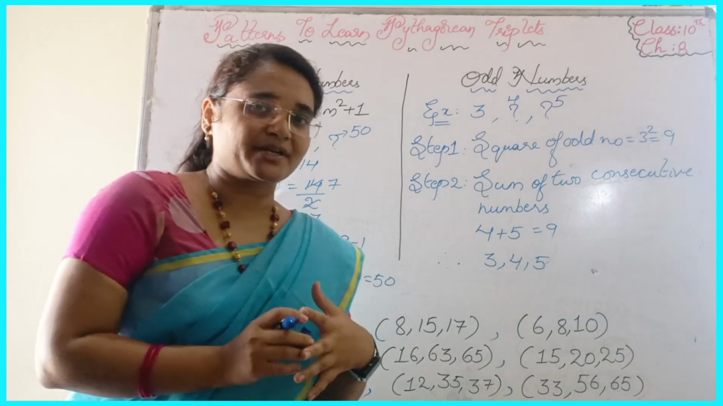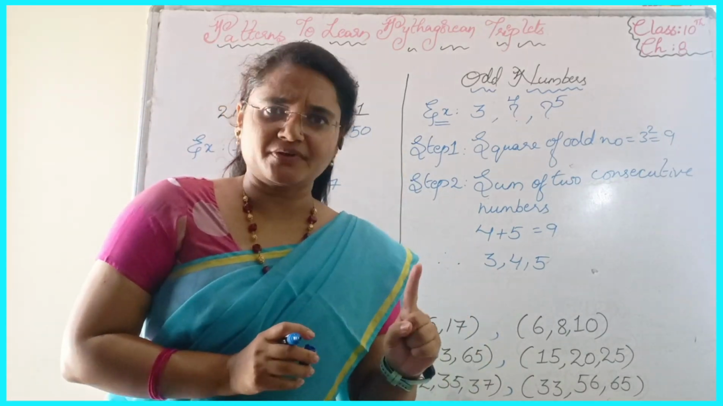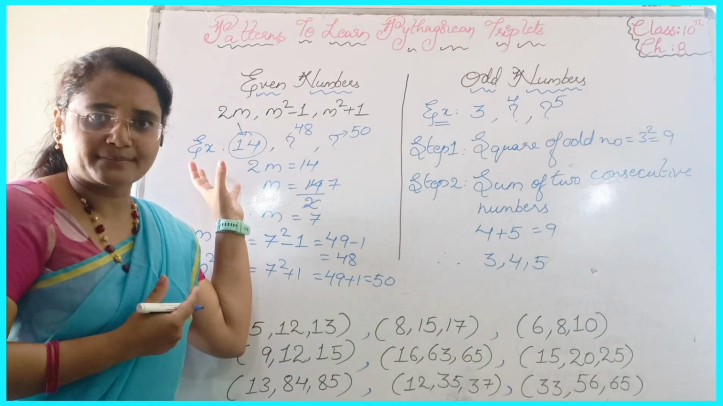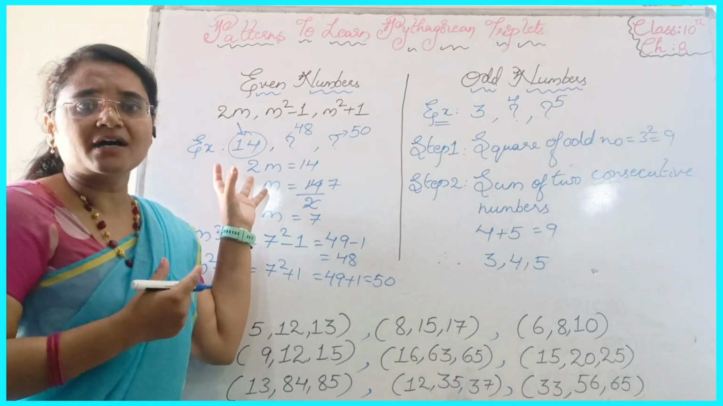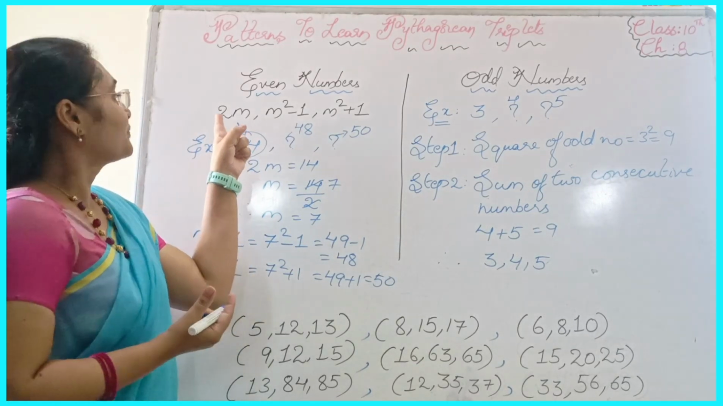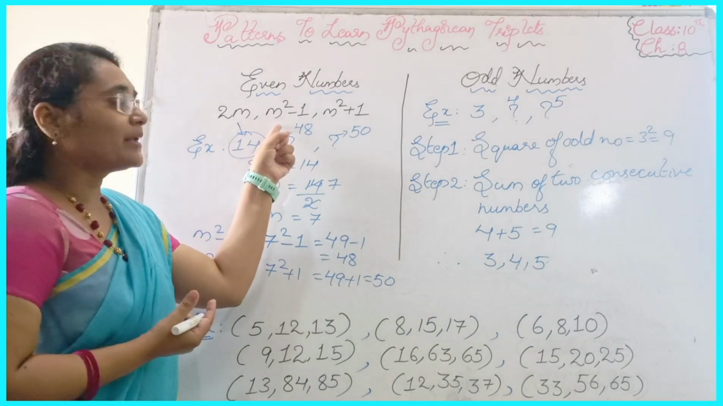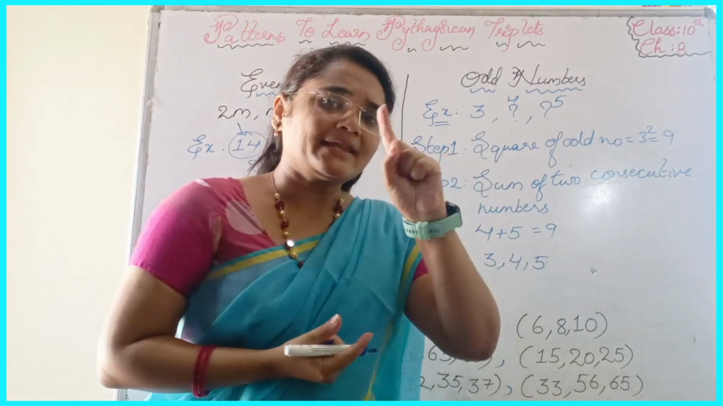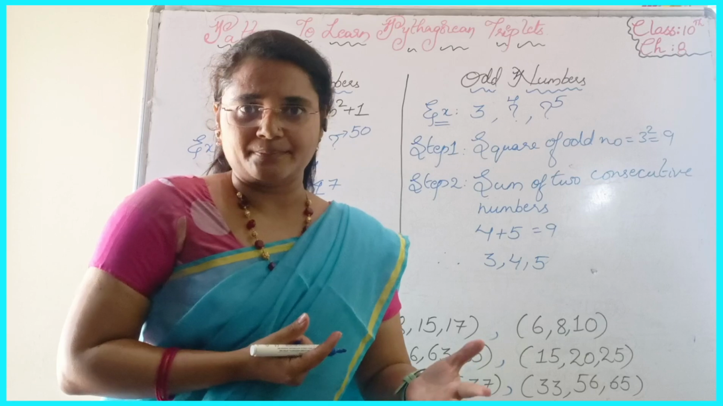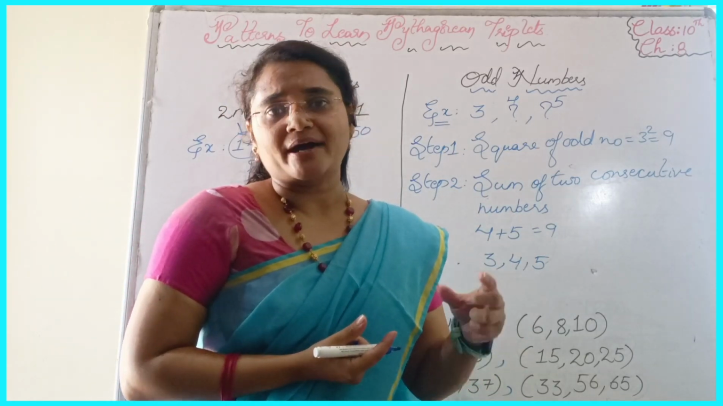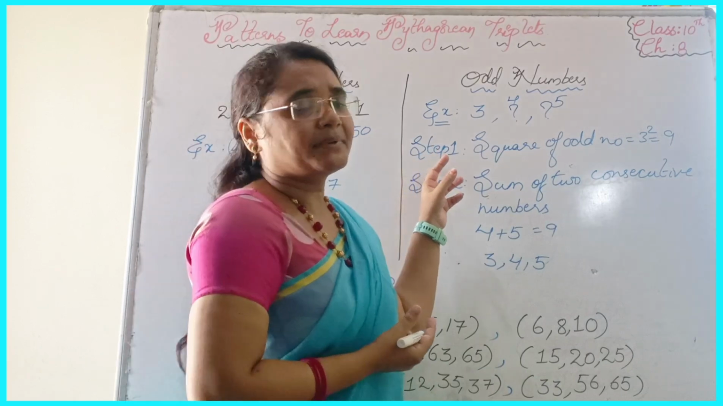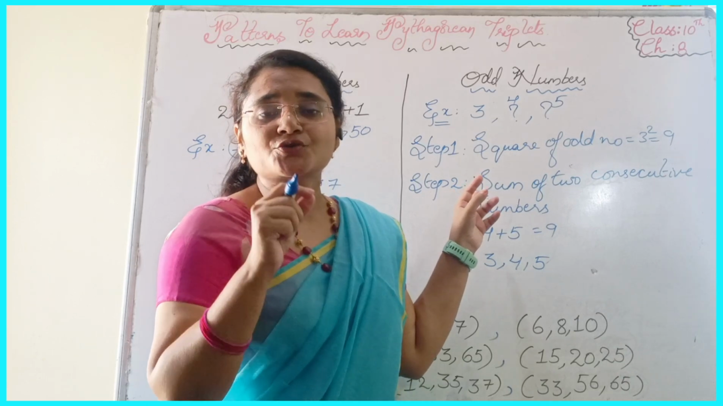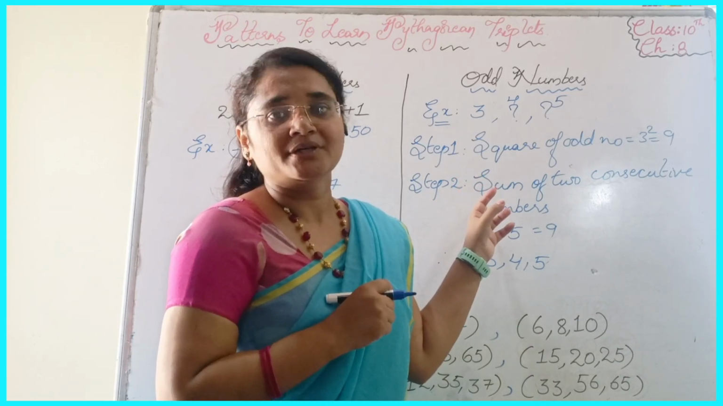So here what have we learned, students? Only two fundas. What is the first funda? When any one number is given as an even number in the Pythagorean triplet, then you should use the formula or the pattern 2m, m square minus 1, m square plus 1. When one number is given as an odd number in the Pythagorean triplet, the remaining two values are found by following two steps. The first step is to square the given odd number. The second step is to write the same value as the sum of two consecutive numbers.